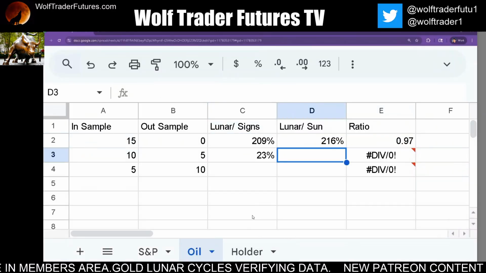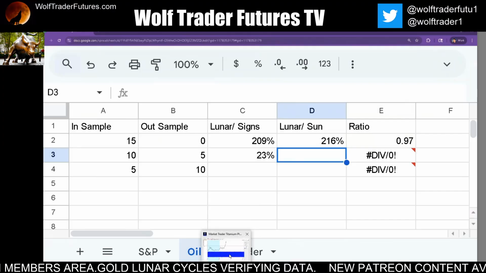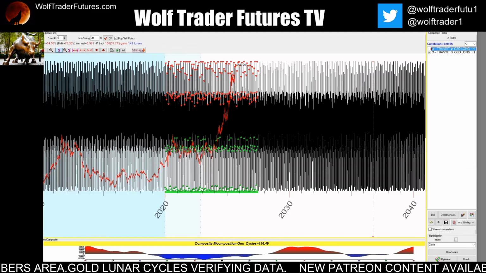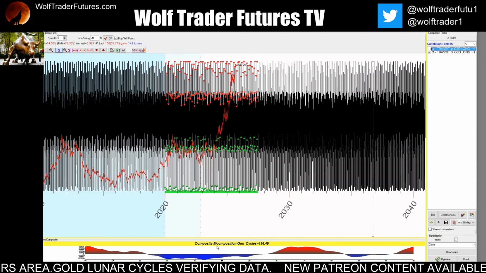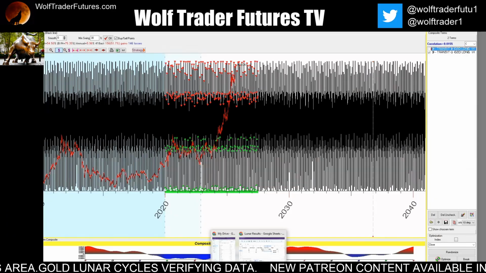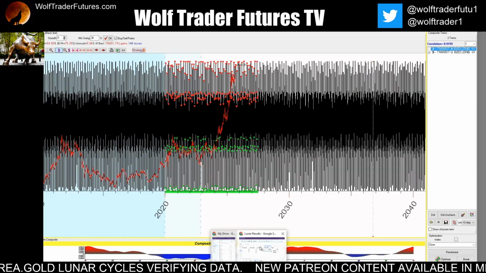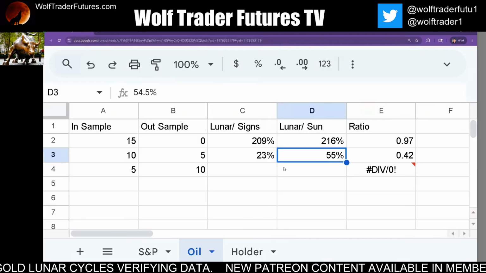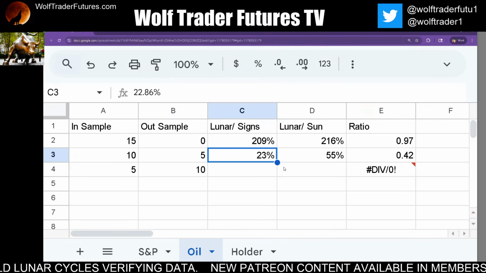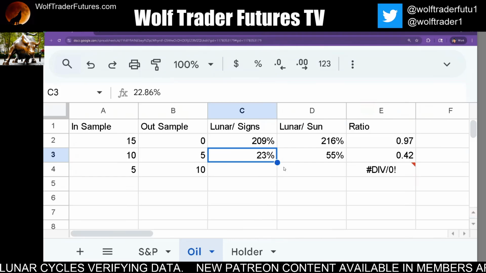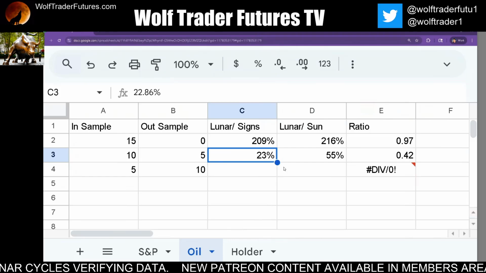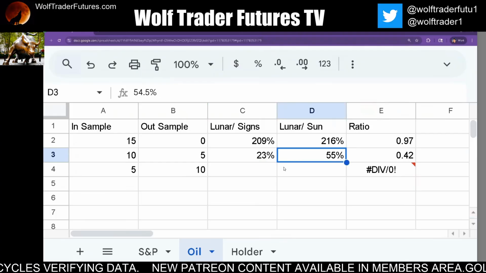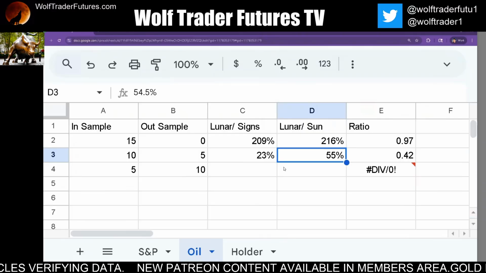And then let's look at how the sun moon did with the aspects to the sun, like the new moon and the full moon. This one actually does 54.5%. So right off the bat, what we're starting to see is a discrepancy. If you stopped this test 5 years ago, the lunar cycle by signs made 23% total, but the lunar by sun makes 55%. Now that's a long time to make something go out of sample. I usually update this once a month or once every 6 months.